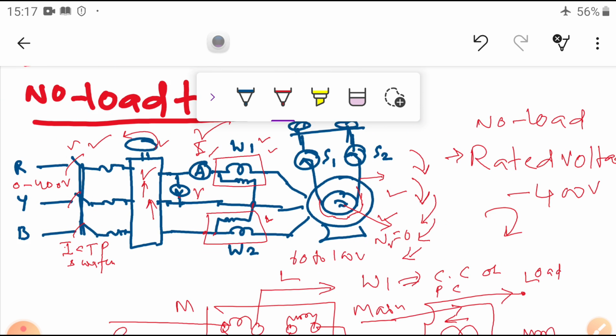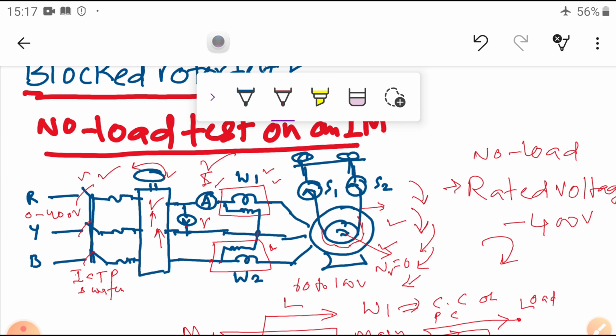So how do we conduct the test now? This is our connection diagram. The connections are given as per our circuit diagram. The R phase, Y phase and B phase are connected through the ICTP switch. From the ICTP switch it is connected to the 3-phase variac, which is used to control the voltage input to the motor. Now the voltmeter is connected between the R phase and Y phase, and one ammeter is connected between the variac and the wattmeter M coil.